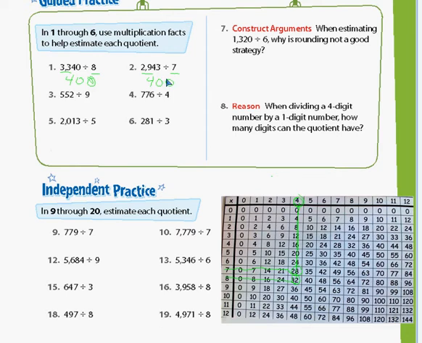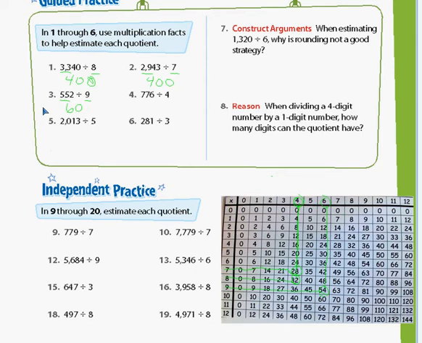Okay, problem number 3. 55 divided by 9. Okay, go to 9 on my multiplication chart. I follow it over until I find a number close to 55. 54 is really close. I follow that up, and my answer would be 6. So I put a 6 under my 55. I got another place value there I'm accounting for, so that's 60. So 552 divided by 9 is about 60.